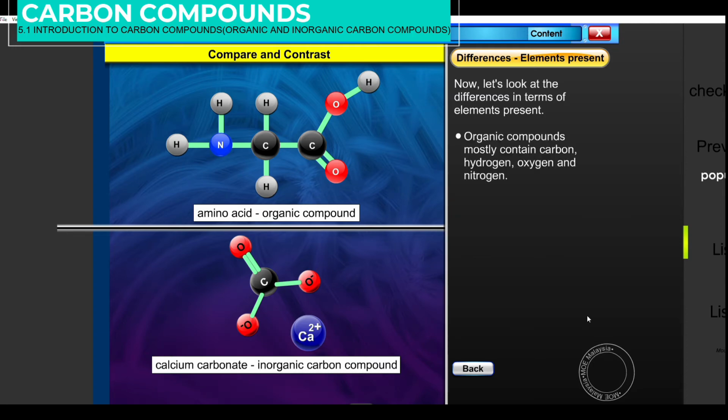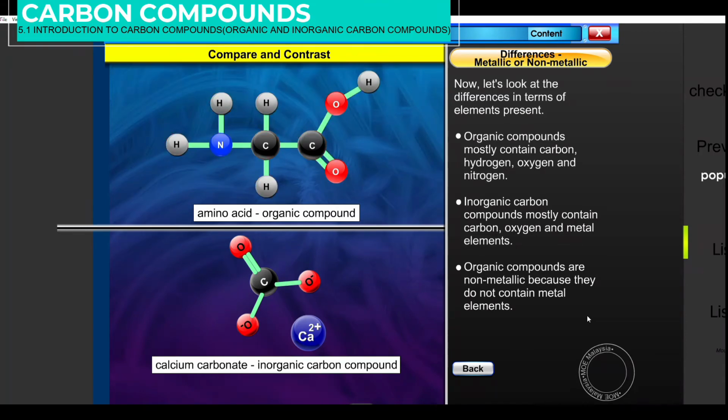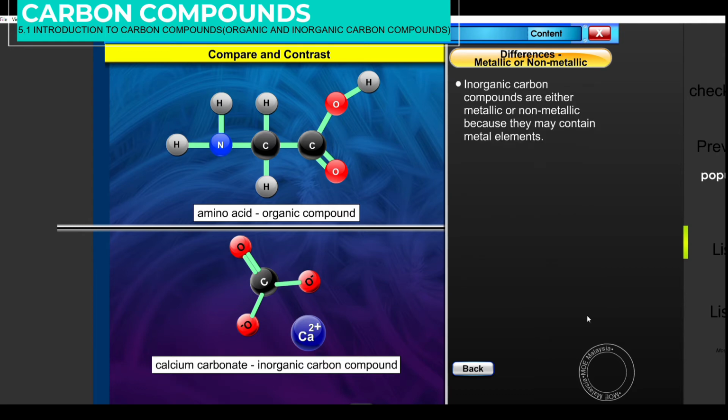Organic compounds mostly contain carbon, hydrogen, oxygen and nitrogen. Inorganic carbon compounds mostly contain carbon, oxygen and metal elements. Organic compounds are non-metallic because they do not contain metal elements. Inorganic carbon compounds are either metallic or non-metallic because they may contain metal elements.